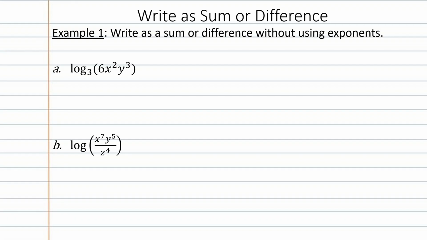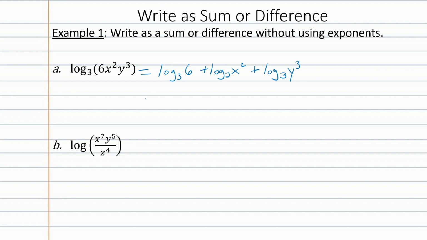Now let's look at this example. It says we want to write the sum or the difference without using exponents. So here I have log base 3 of 6x squared y to the third power. We basically want to split this up and write it as a sum or difference of logarithms with no exponents. First thing I'm going to do is write it as a sum or difference, and then we'll pull the exponents forward. So I'll split this into a log base 3 of 6 plus a log base 3 of x squared plus a log base 3 of y to the third.